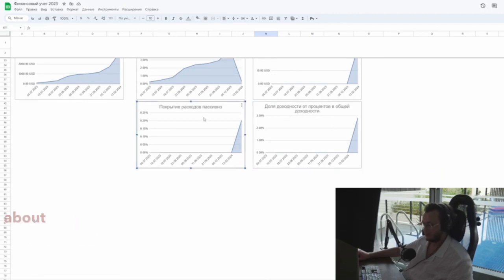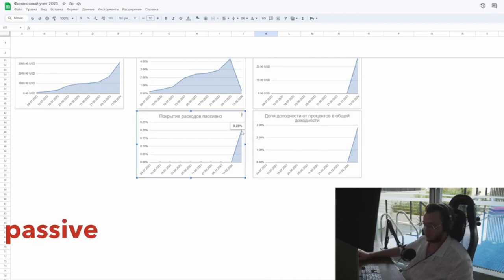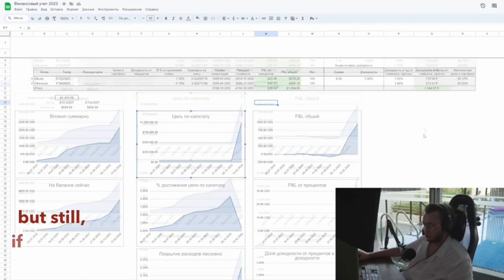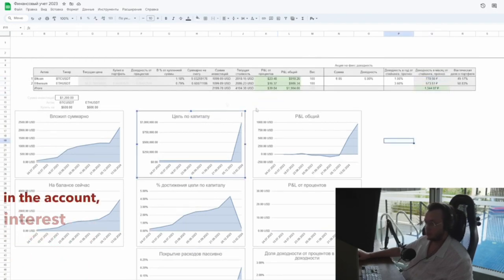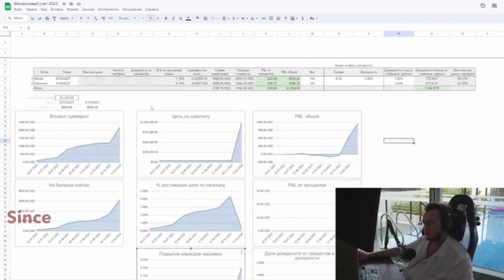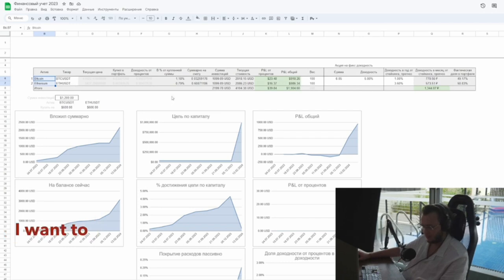I will have to think about it then, because my second goal is to cover my expenses with passive income. Of course, I'm nowhere near covering even 0.2%, but still, if I have a large amount in the account, interest will accumulate, so maybe I won't even sell anything. Since I will receive passive income and passively cover my expenses, let's see. This is the first question I wanted to answer. The second question I want to answer is straight away, what is Bitcoin?